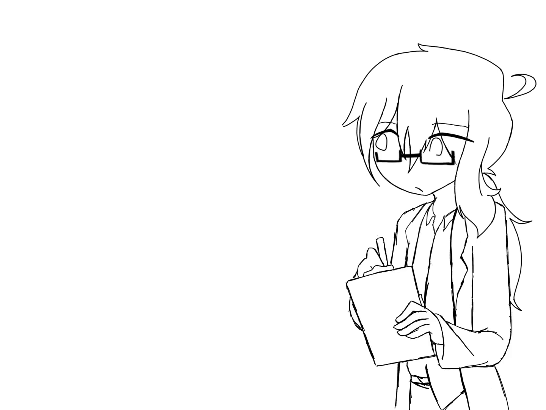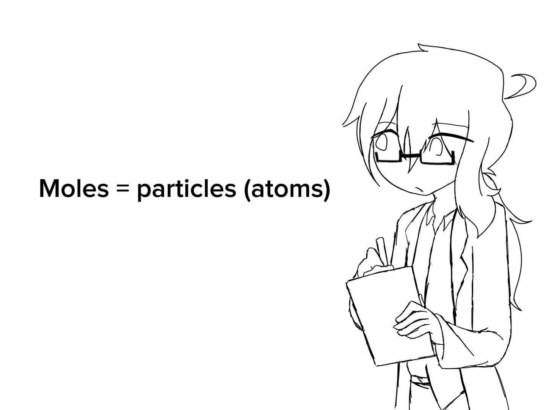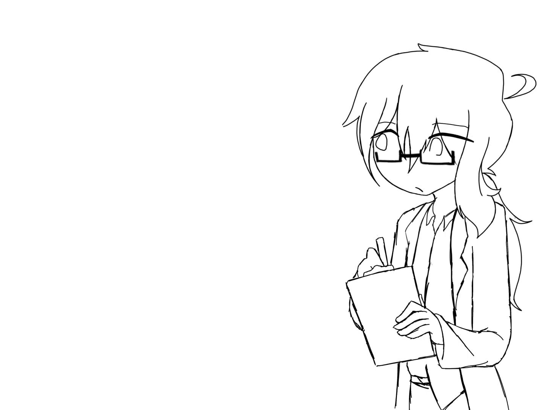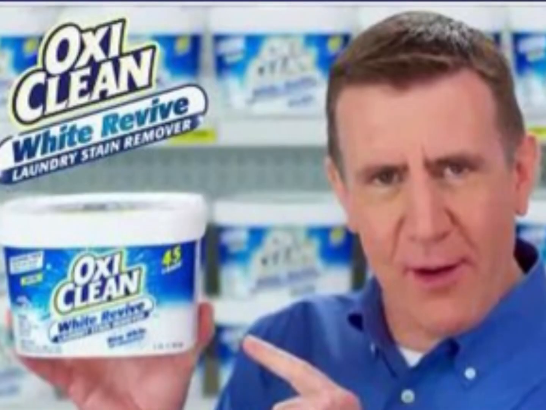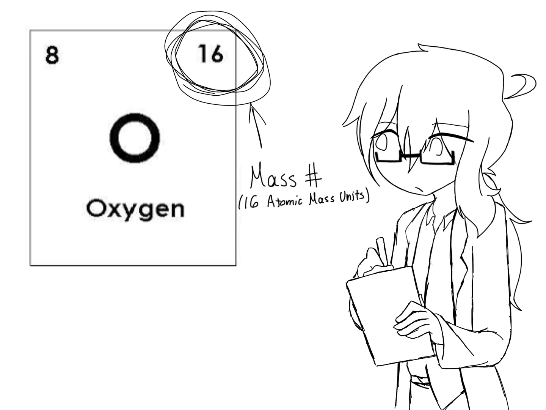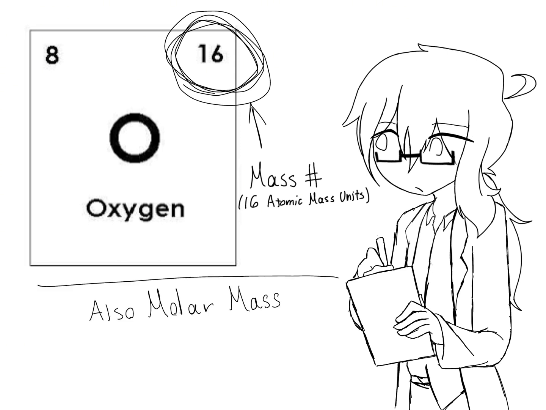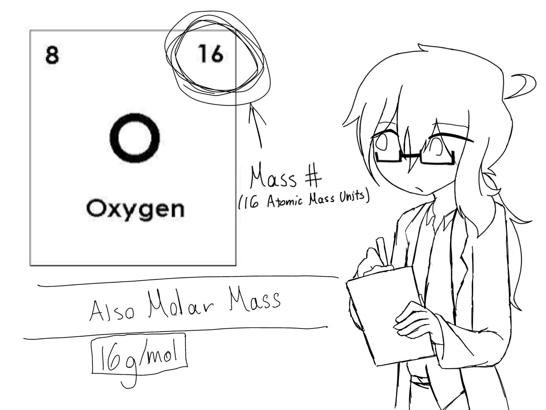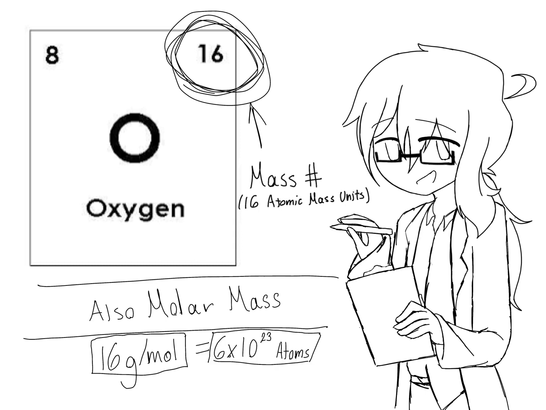Thank you. Now, moles aren't just for particles or atoms. Moles can also be related to grams. For instance, let's take an element most of us should be familiar with. Oxygen. As we know, the 16 at the bottom is known as the mass number, or the 16 atomic mass units. It also represents something called the molar mass. In that case, it should be written as 16 grams per mole. So, 1 mole of oxygen has the mass amount of 16 grams, and the equation implies that 16 grams of oxygen has 6 times 10 to the power of 23 atoms.